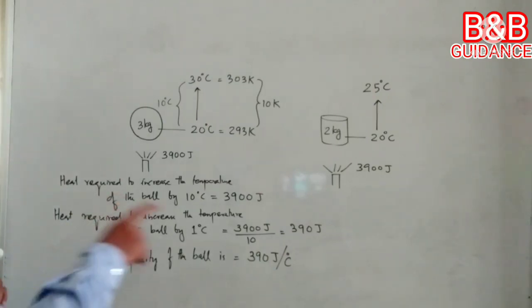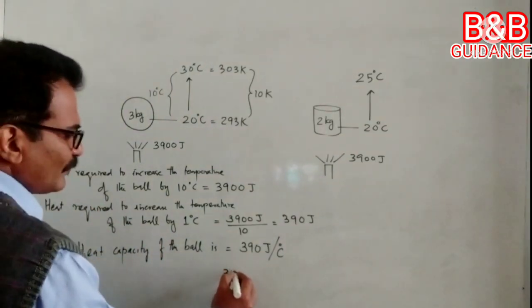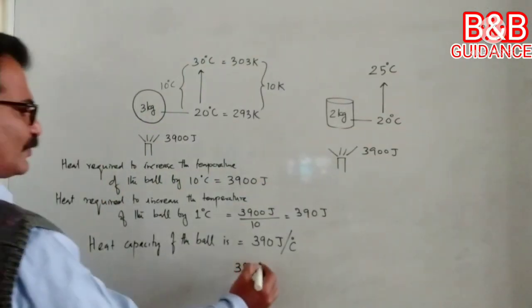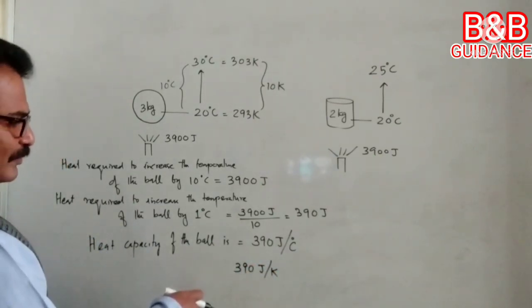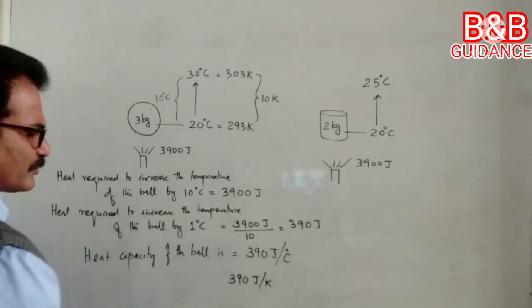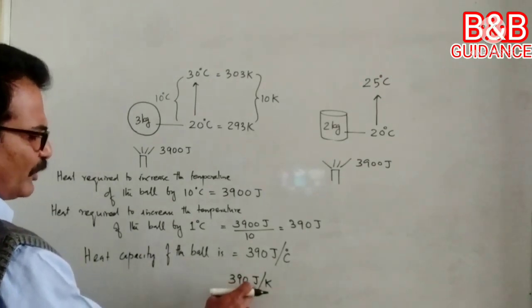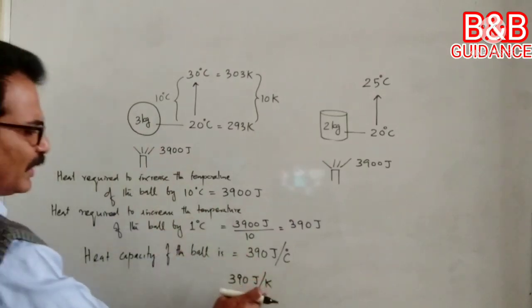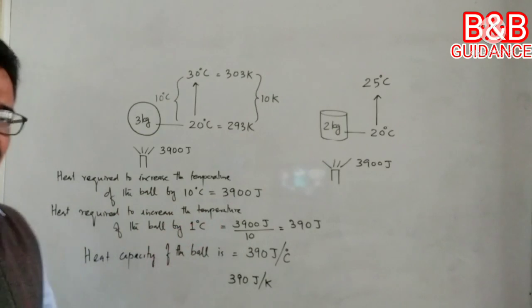The same thing I can say like this also. Heat capacity of the ball is 390 joule per Kelvin. This is also correct, same thing only. What does this mean? 390 joule of heat energy is required to increase the temperature of the ball by 1 Kelvin. Both are same only. So from this it is very clear.